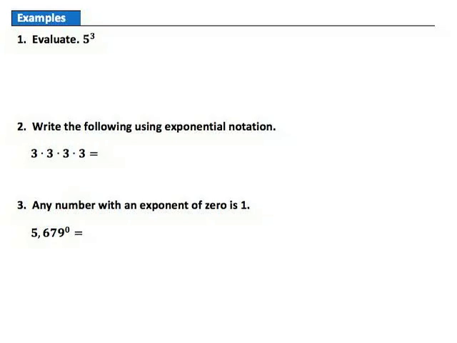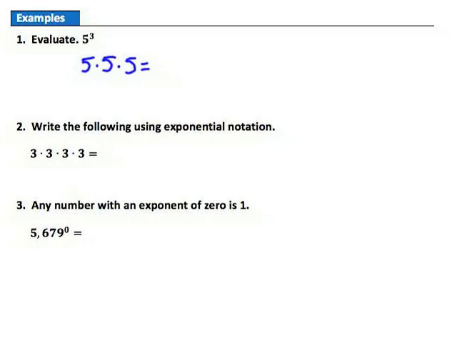In example 1, I'm asked to evaluate the exponential expression 5 to the third power. 5 to the third power indicates that the base 5 needs to be multiplied 3 times. So to multiply 3 5s, I'm going to start by multiplying the first two together. Well, 5 times 5 is 25. And then I need to take that answer of 25 and multiply it by the third 5. If I take 25 times 5, that will give me an answer of 125. So when I evaluate 5 to the third power, it gives me an answer of 125.